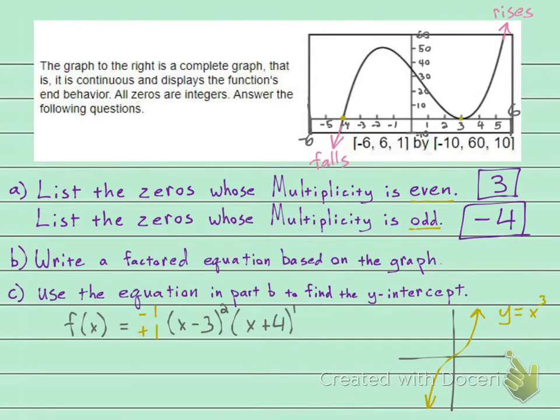Okay, so I do need a positive 1 in front here, not a negative 1, positive 1. So there is a plus 1 here. We're not going to write it in our answer. So a factored equation based on the graph is f of x equals x minus 3 squared times x plus 4. Okay, and it's positive. I don't need to put a negative 1 in front.